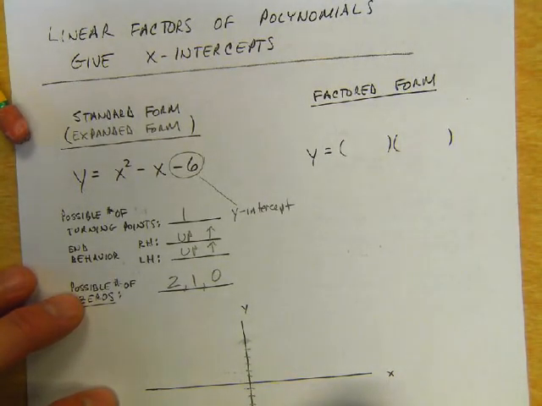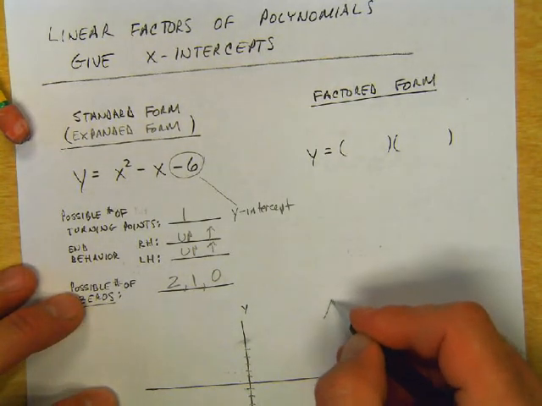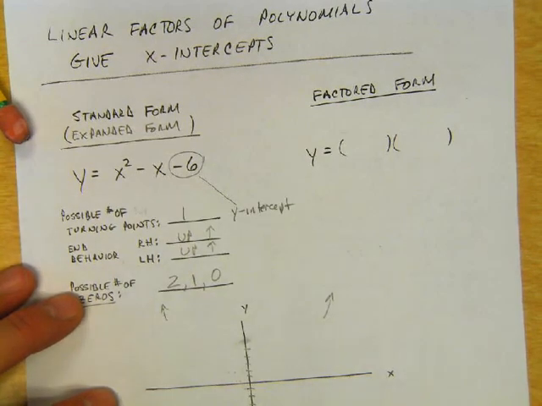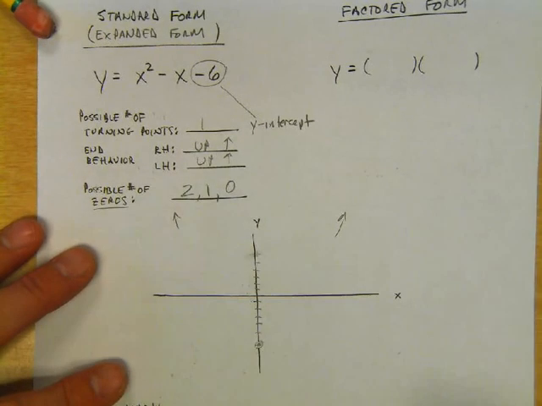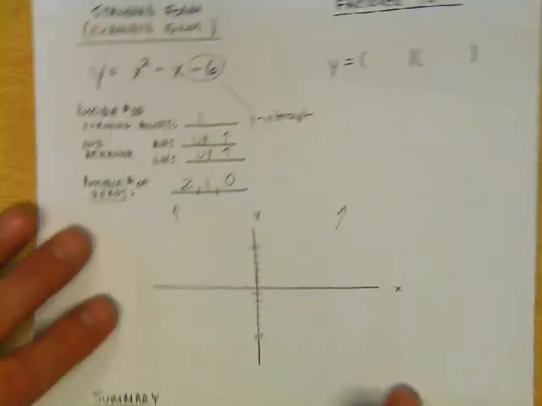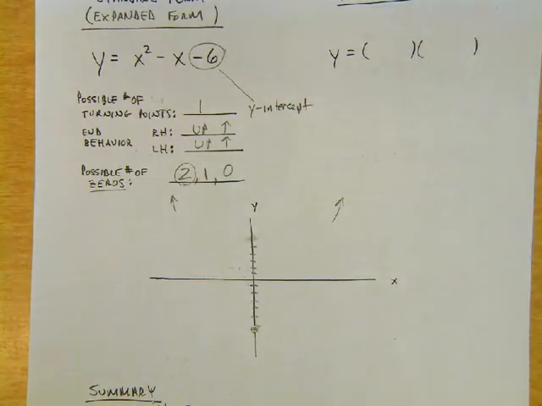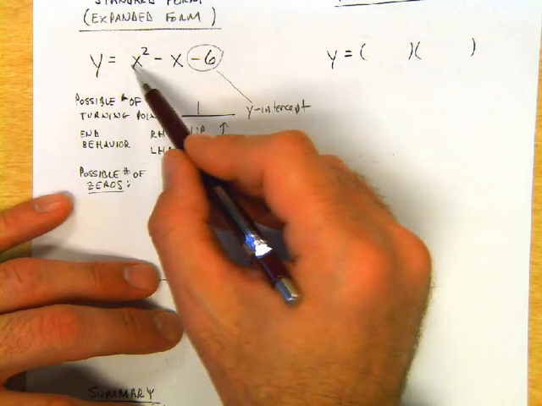And we know the right hand is going to be up, and we know the left hand is going to be up. Based on this picture so far, how many x-intercepts are there going to be? Yeah, there has to be 2. Well, the problem with the standard form is that this doesn't tell you where those x-intercepts are.